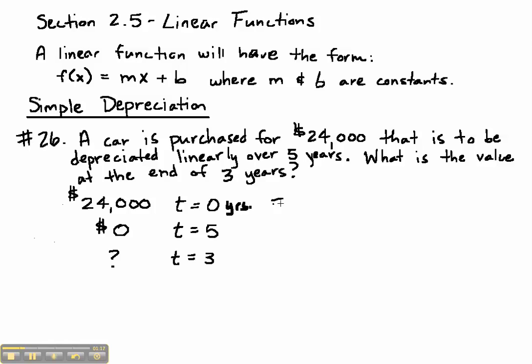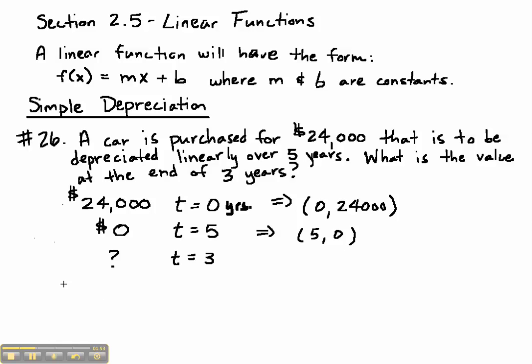So we're looking for the dollar amount when t equals 3. Once you have those values written down, you want to write this in terms of an ordered pair because remember we're trying to write an equation of a function. And now time is always going to be given as the x value. So if t equals 0 is the x value, that would mean that the value of the car is the y value. So our first ordered pair is 0 and 24,000. And that would give our second ordered pair as 5, 0.